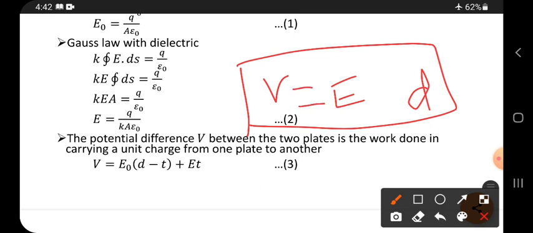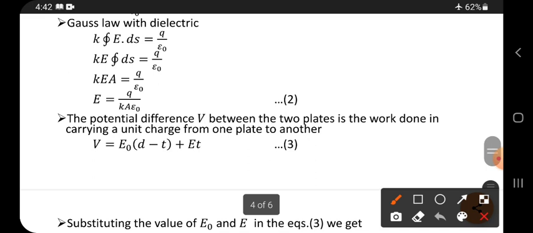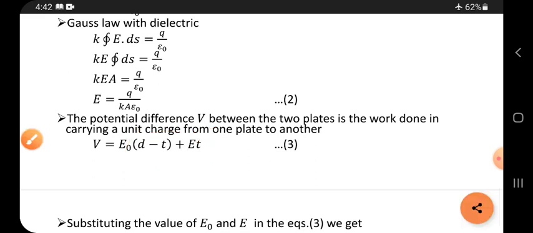V is equal to E into D. This is the relation, so potential is equal to electric field into distance. Here two types of distances are present. One distance is with a dielectric, the other distance is without a dielectric.